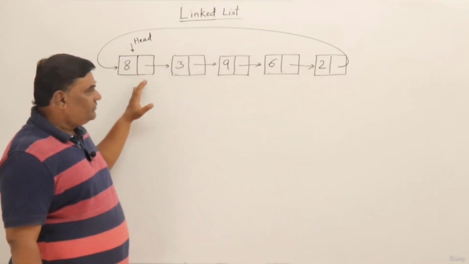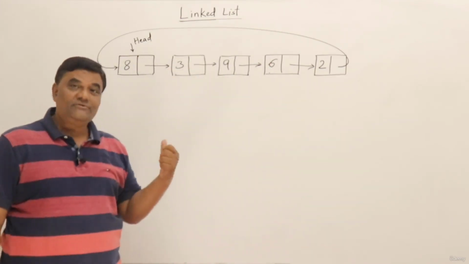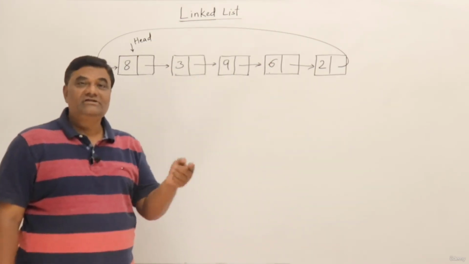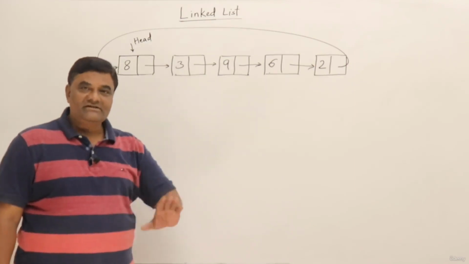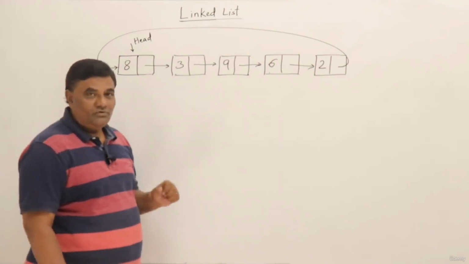So if you start from this node, then if you go on accessing, you may be reaching back on the same node. So here we have to stop when you are reaching on the starting point again. Then the list has finished. So let us see how we can do this one. So I'll write on the code.